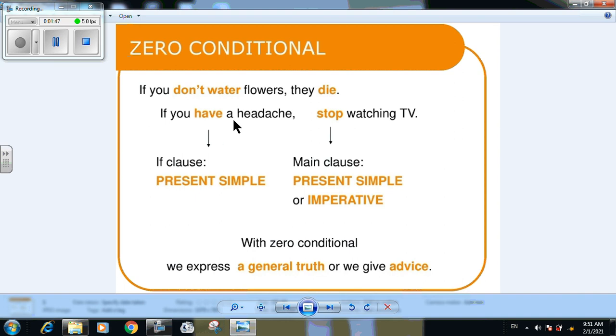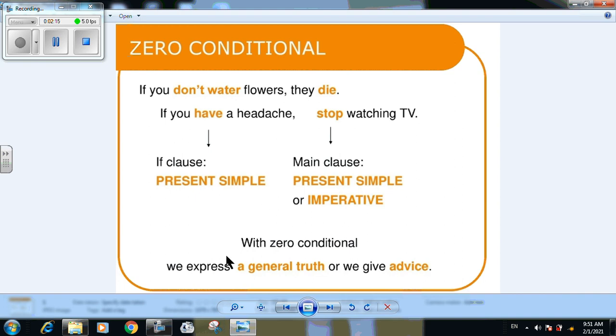If you have a headache, comma, stop watching TV. Here, we are giving advice. The two sentences are in the present simple tense, have and stop. And as you see, we have a comma here in the middle. This is the if clause, it's in the present simple. And here is the main clause, it's in the present simple or imperative because it's a piece of advice.